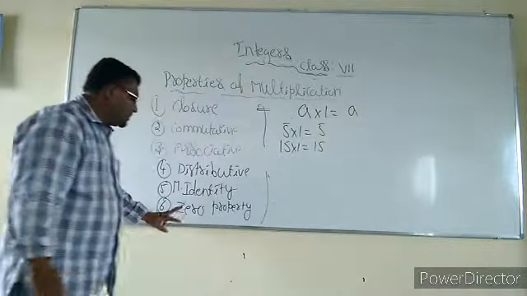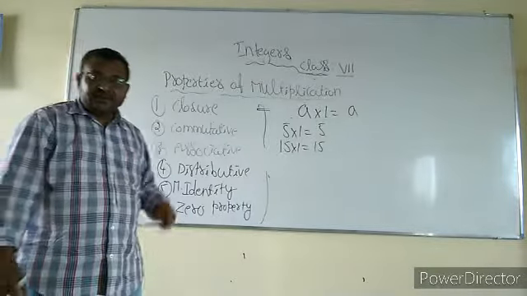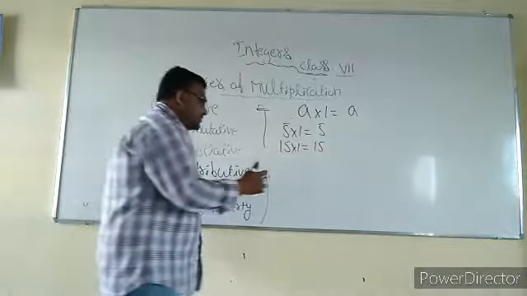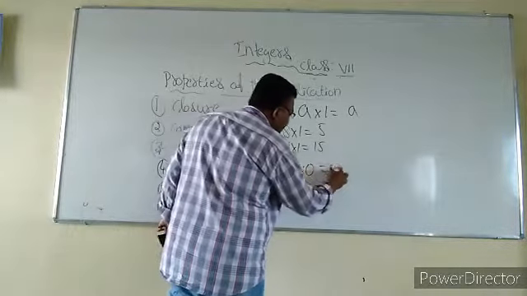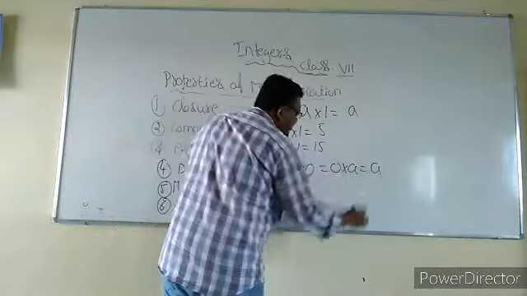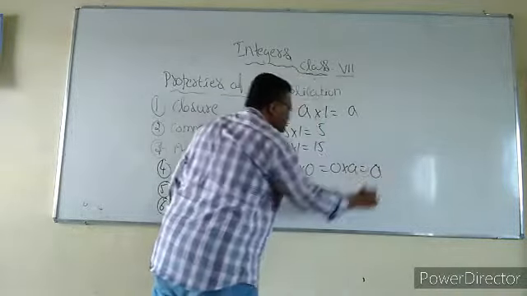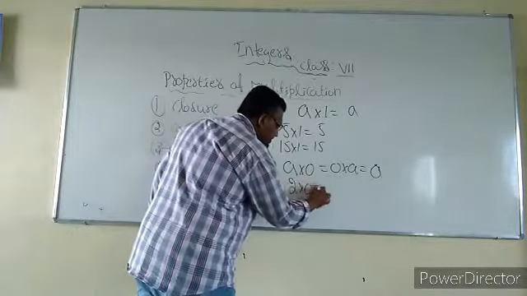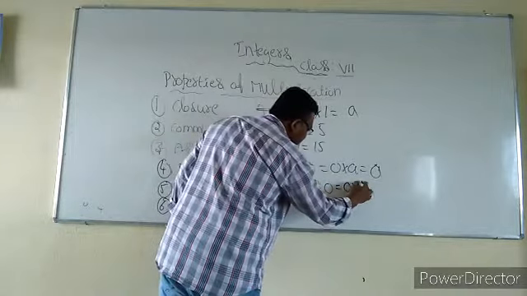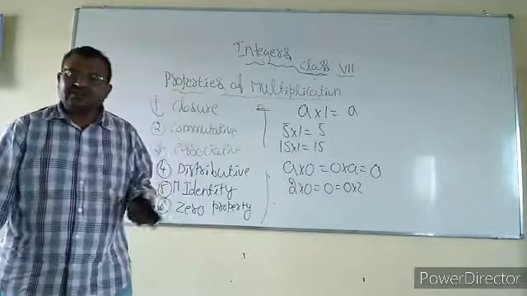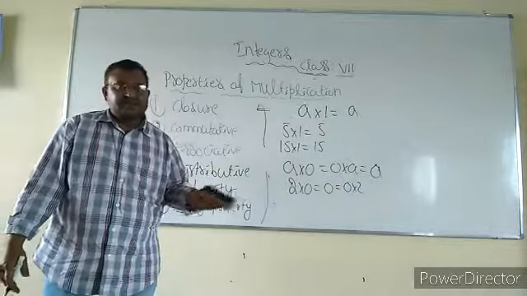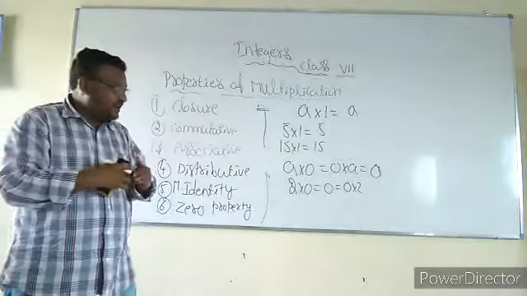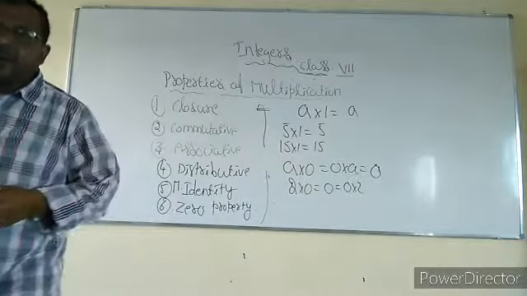And the next, the 0 property. That means if you multiply any number with 0, the result will be 0. So we can generalize: a into 0 equals 0 into a, that is 0. It is called the 0 property. Check with an example. 2 into 0 is 0, 0 into 2 also 0. 5 into 0, 0 only. 0 into 5, 0. So that is called the 0 property. These are the properties under multiplication.